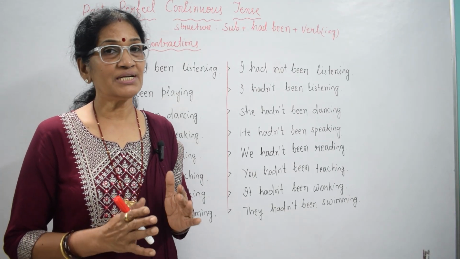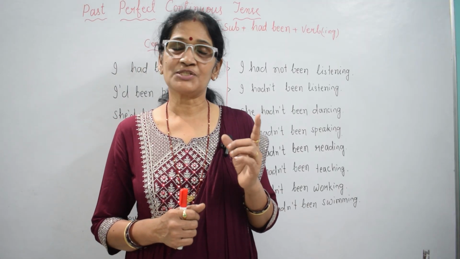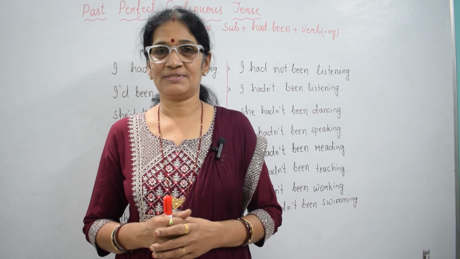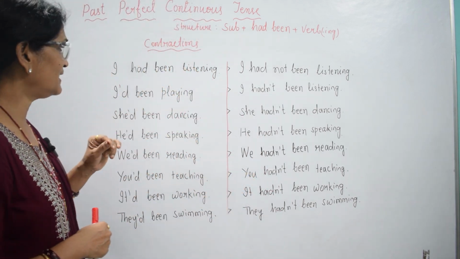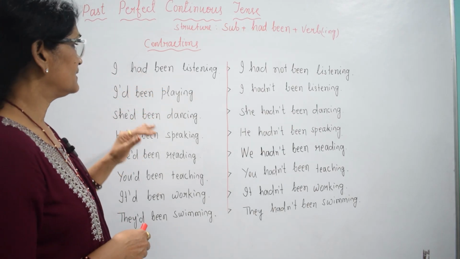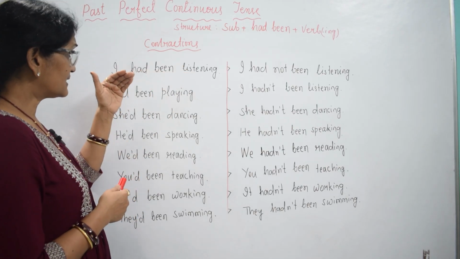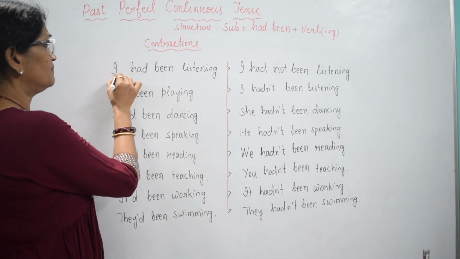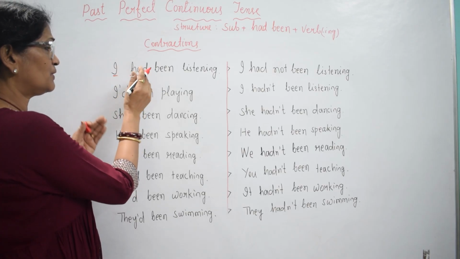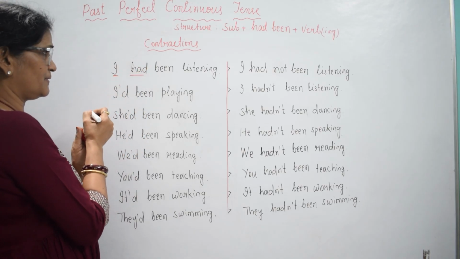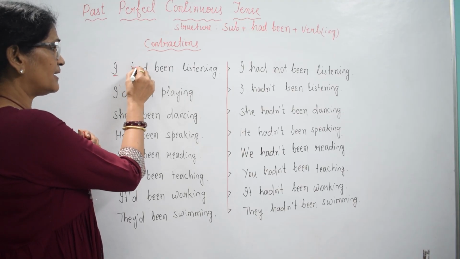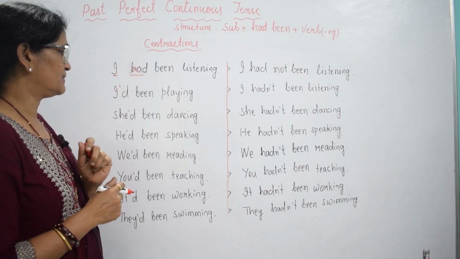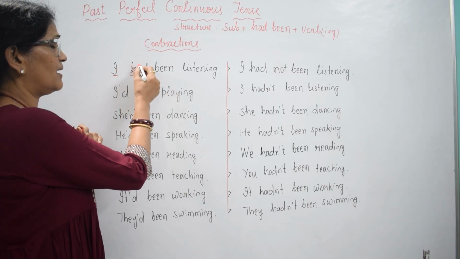Now look at how contractions are formed in past perfect continuous tense. Basically, contractions are certain short forms instead of full forms. What is that? I had been listening. This is the full form. Its contracted form: I'd been listening. In the short form, the subject plus had will be close to each other with one apostrophe. Both A and H will be cancelled. Okay, removed. I'd is the short form. It is the contracted form of I had.